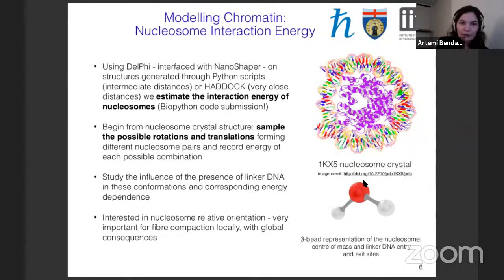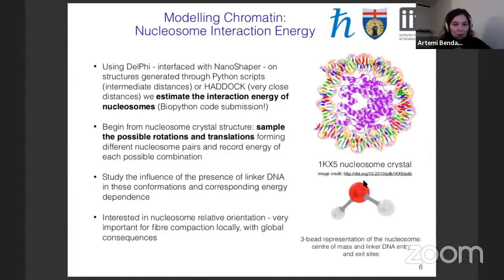So what did we do? We used Delphi. Oh, and in the work before, we used Delphi as well. We used Delphi interface with NanoShaper, which is something I'm going to mention a bit later on as well, on structures generated through Python scripts for intermediate distances or using the Haddock software for very close distances in order to estimate the interaction energy between nucleosome pairs. This led to a code submission in BioPython. So we developed a parser for PQR files and then input-output module for PQR files. So those are part of BioPython now, which is cool.